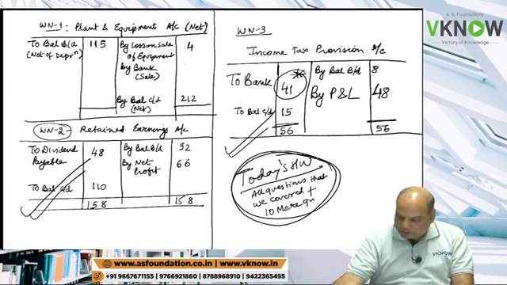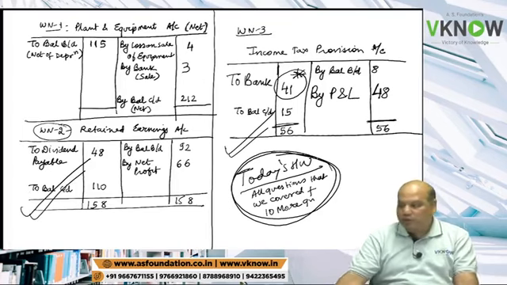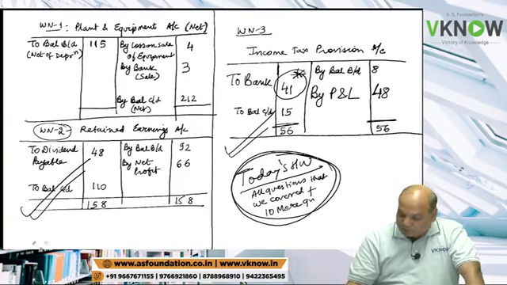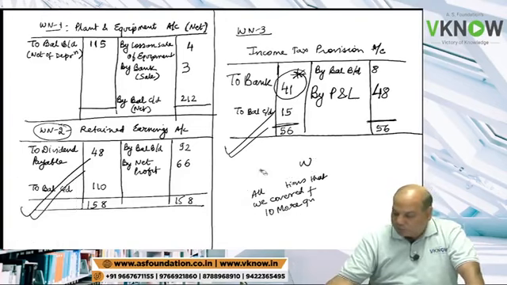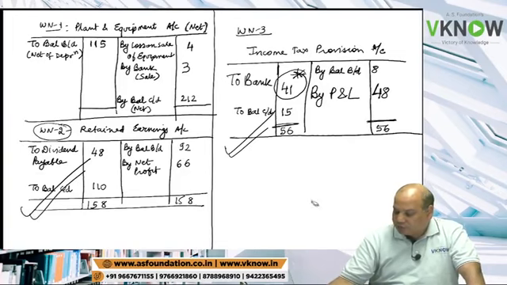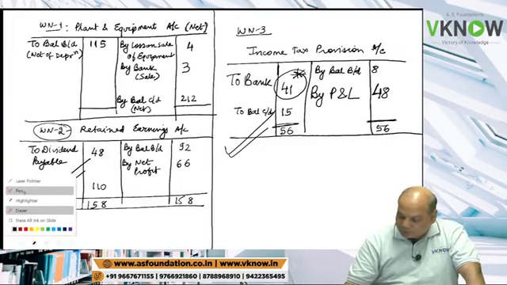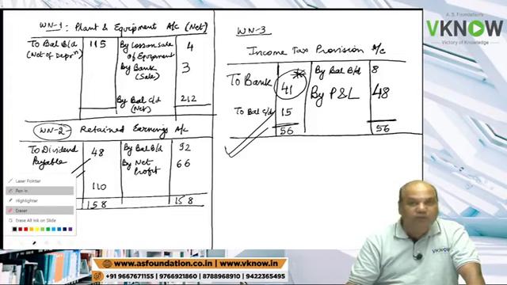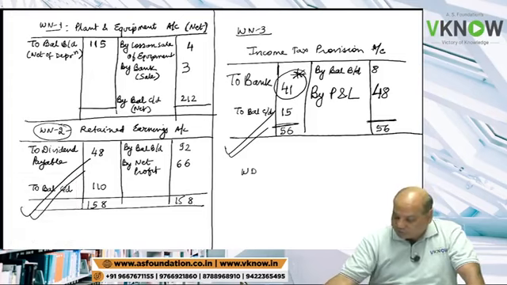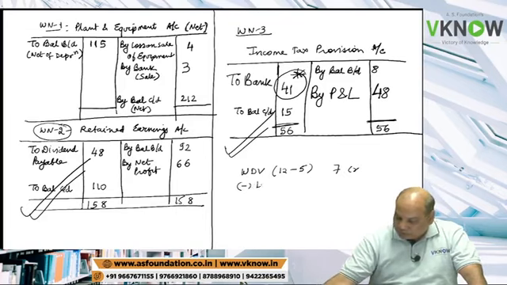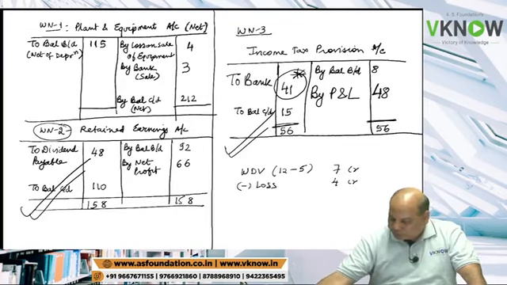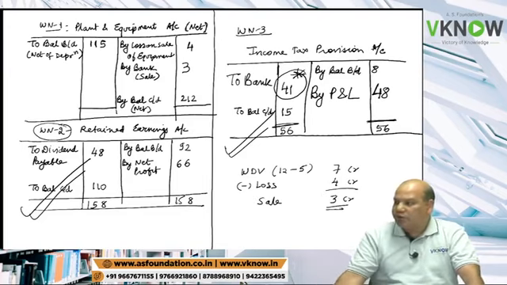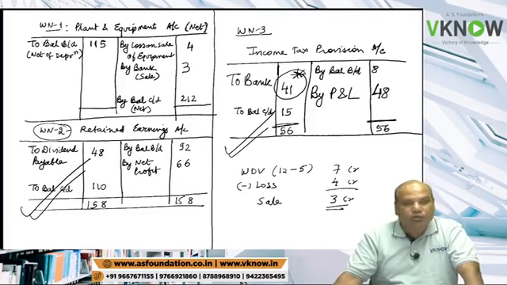The 3 crore is already given. If it was not given, we could have calculated it. How would we have calculated this 3 crore? WDV of the asset sold is 12 minus 5, 7 crore, less loss 4 crore, so sale value 3 crore. But your institute is very, very kind. They have given the 3 crore figure.